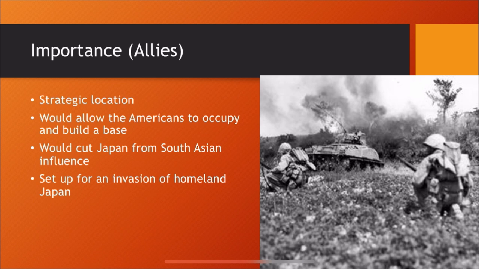Additionally, this move would cut Japanese ties to South Asia. As a result, Japan would become weakened as a nation, since they relied on these South Asian countries for their natural resources. Finally, taking over the land would set up an invasion of mainland Japan, which would definitely end the war.